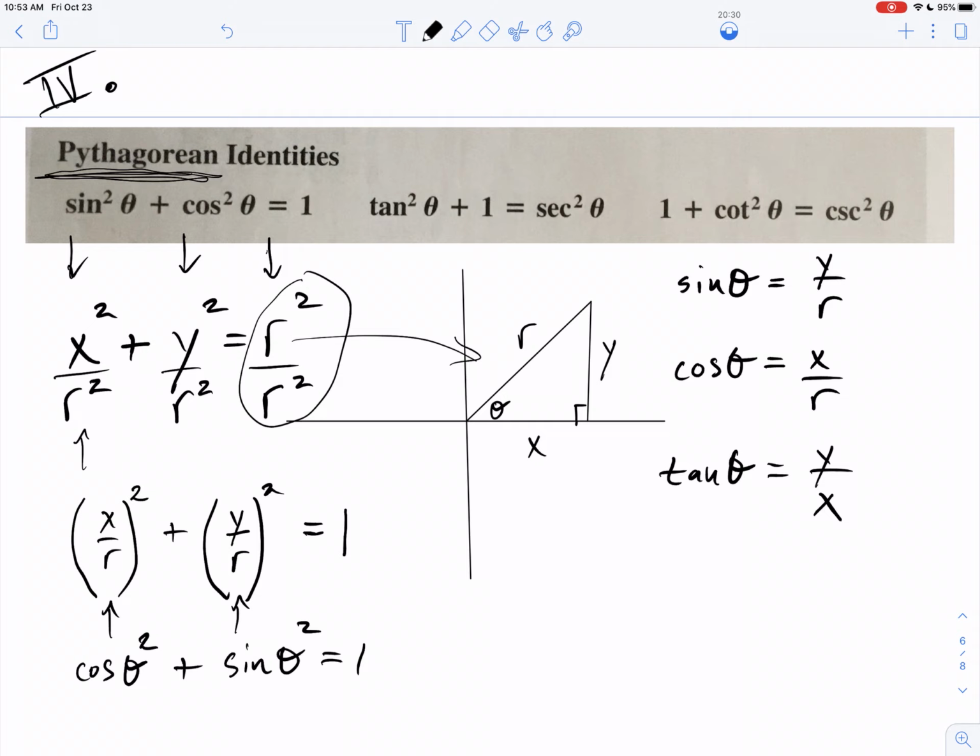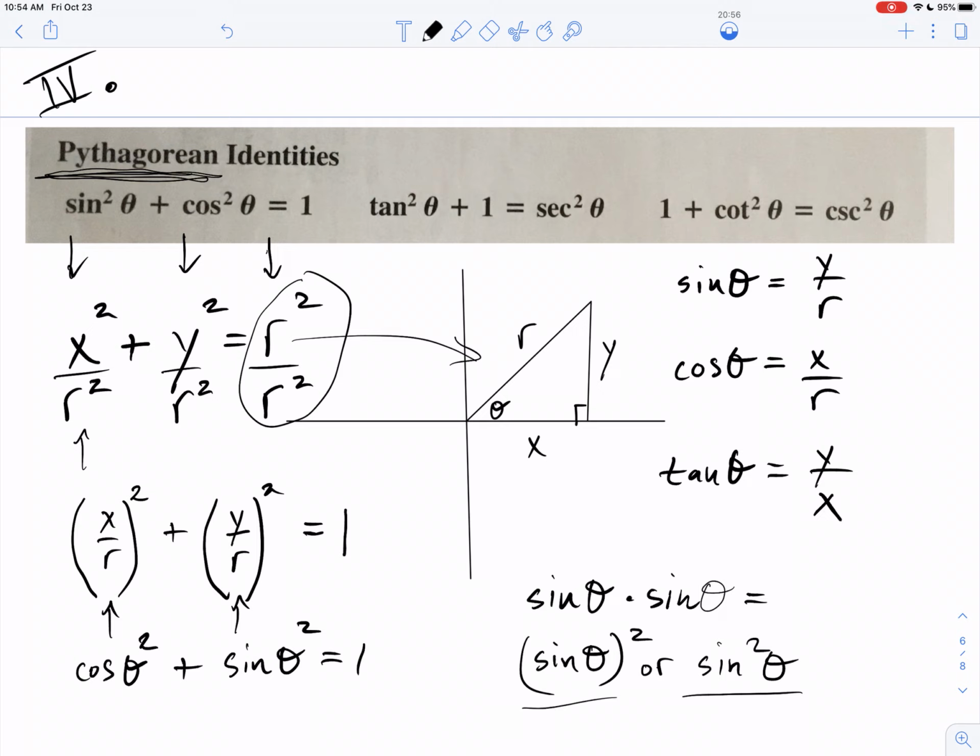Now, here is something in the book. They mention it, but it's like a little tiny blurb. Just so you know, if I say sine theta times sine theta, I can call that sine theta squared, or I could just say sine squared theta. These are equivalent statements. They are. But this is kind of the customary way to do it. You put the squared on the sine part. Don't ask me. That's the way it is. I just follow the rules.